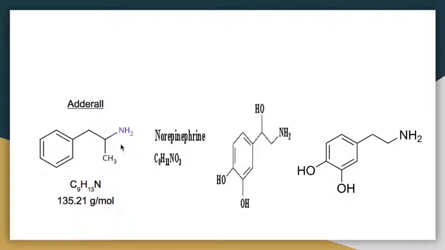So here you can see the structure of Adderall on the left, norepinephrine in the middle, and dopamine on the right. You can see their similar structures. Based on this, you can see the similar ring structure, and that Adderall itself has very similar effects to these neurotransmitters.